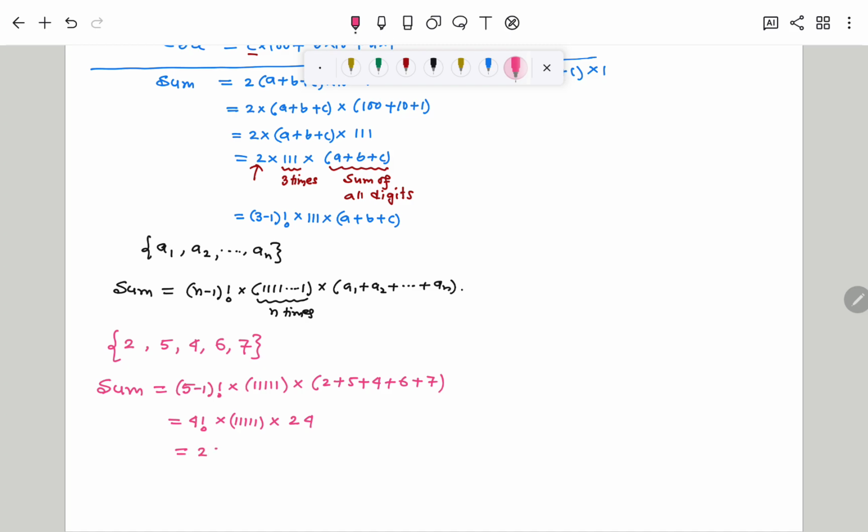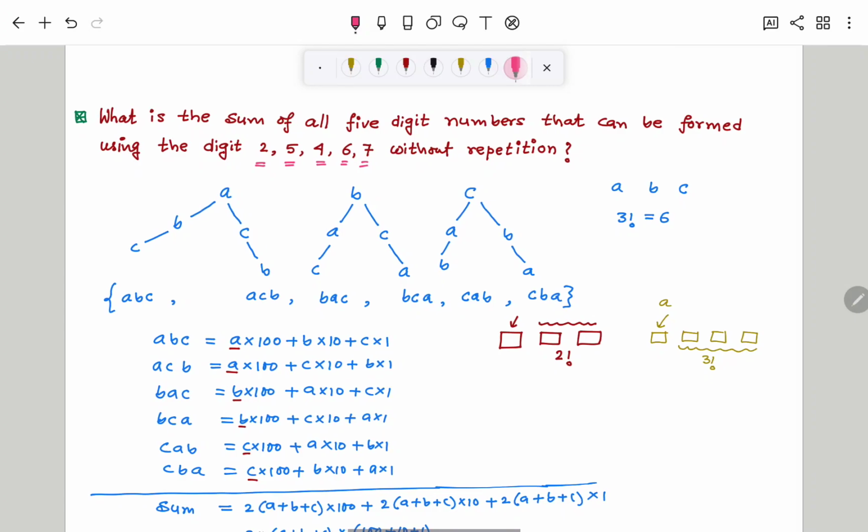So we get 24 into 11111 into 24. So it will be 6399936. This is the answer for the question that we had.